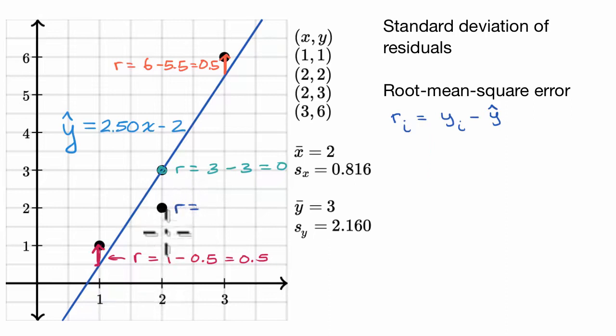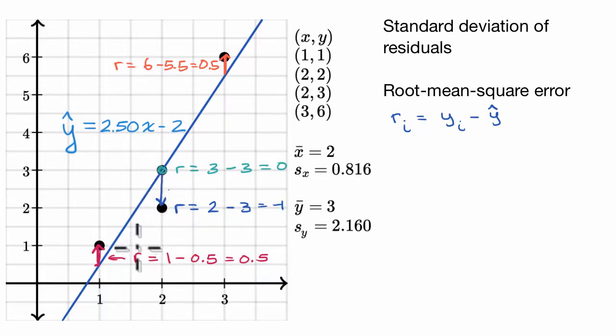And then last but not least, you have this data point, where the residual is going to be the actual, when x is equal to 2, is 2, minus the predicted. Well, when x is equal to 2, you have 2.5 times 2, which is equal to 5, minus 2 is equal to 3. So 2 minus 3 is equal to negative 1. And so when your actual is below your regression line, you're going to have a negative residual. So this is going to be negative 1 right over there.